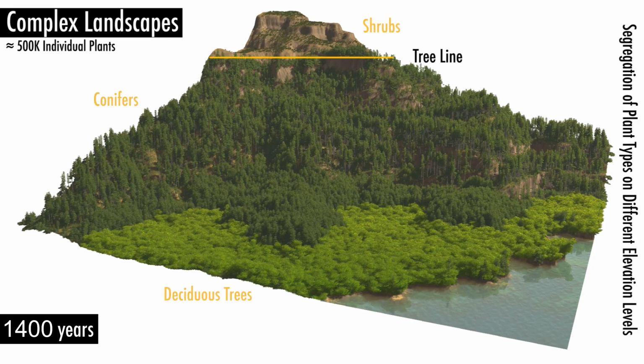Due to the different temperature resilience, one can observe a segregation of dominant plant types on different elevation levels. The deciduous trees are the primary plant type in lower regions, whereas the shrubs are dominating in higher regions, and conifers are mostly present in between. These results mirror common natural landscapes as well as their evolution processes.